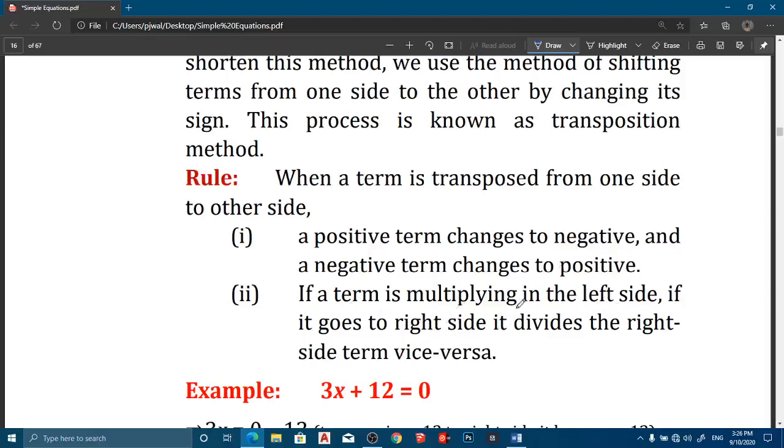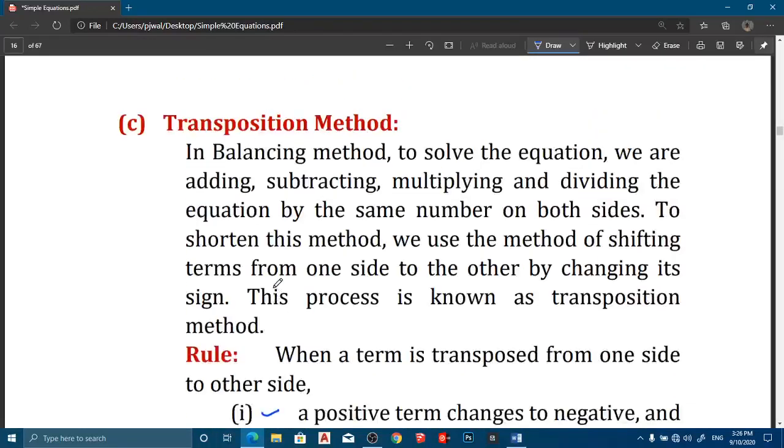If a term is multiplying on the right side, if it goes to the left side, it divides the left side term. That is the meaning of vice versa. Positive terms will become negative, negative terms will become positive, opposite sign will come. Here also opposite of multiplication is division. That's why multiplication will become division, division will become multiplication. So these rules you have to remember while you are doing the transposition method.